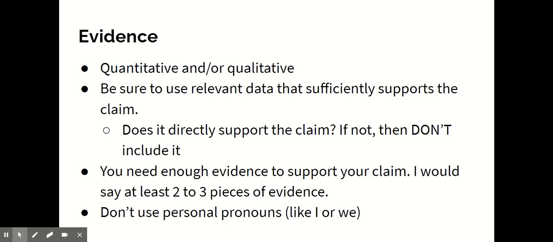You need enough evidence to support your claim. I really want to say at least 3 pieces of evidence, but as you're just starting out, maybe 2 pieces of evidence. If it's really good evidence, I would say college prep, let's focus on 2, and honors, let's focus on 3 pieces of evidence. And also, don't use personal pronouns in any of your paragraphs. In scientific writing, you don't use words like I or we or our, okay?